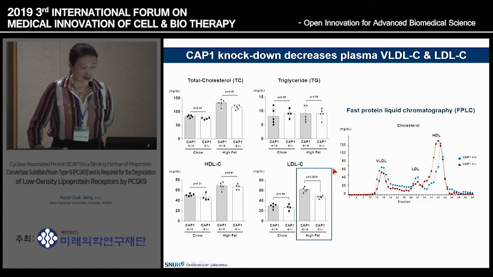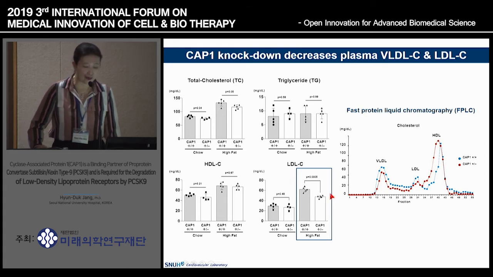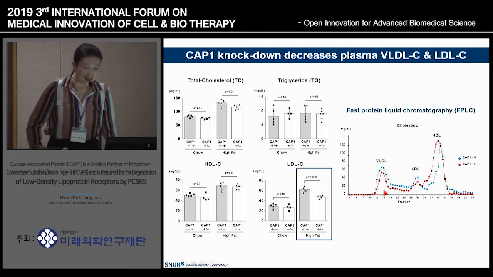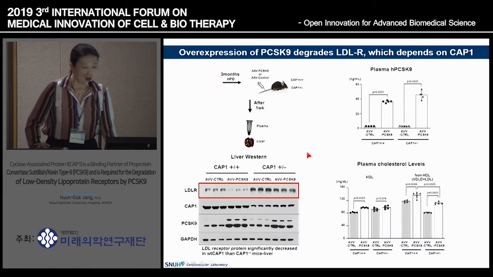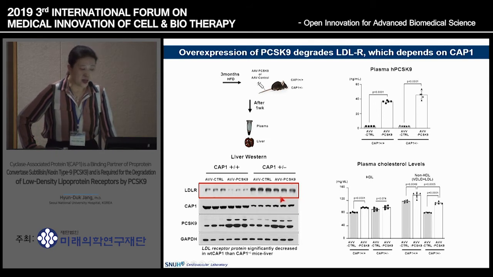CAP1 knockdown mice showed no big difference in TG and HDL cholesterol, but LDL cholesterol is significantly decreased. And here is FPLC: VLDL and LDL cholesterol are decreased. We generated adenovirus of PCSK9 and gave IV injections, and looked at the LDL receptor protein level and hepatic protein levels, very protective in heterozygous mice.